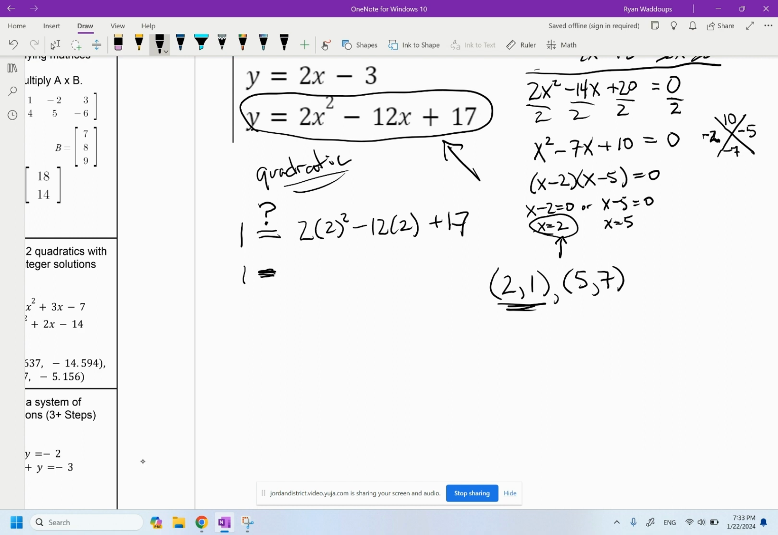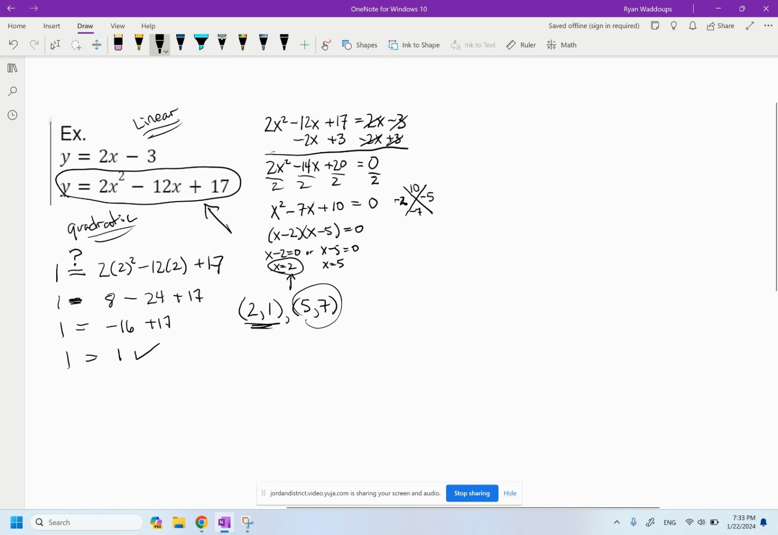I'm checking to see if they're equal. 2 squared is 4 times 2 is 8 minus 12 times 2 is 24 plus 17. Now 8 minus 24 would give me negative 16, and then I'd have the plus 17 on the end, and negative 16 plus 17 equals 1, which, sure enough, is equal to the 1 that we have on the other side. So that works, and you could find that 5, 7, if you plug that in, would also work.